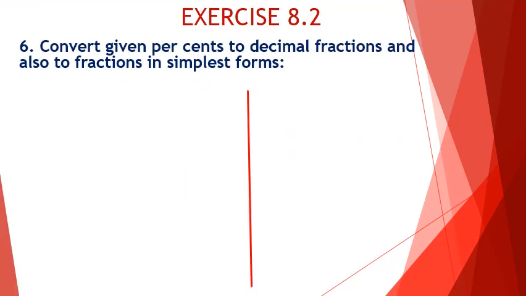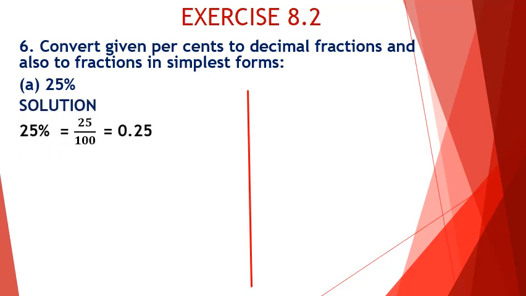Our first question is question number 6. Convert given percents to decimal fraction and also fractions in simplest form or in the lowest form. First it is given 25 percentage. As you know, what is meant by percentage? Percentage means per hundred, or the fractions with the denominator 100 is called percentage. So 25 percentage can be written as 25 upon 100.